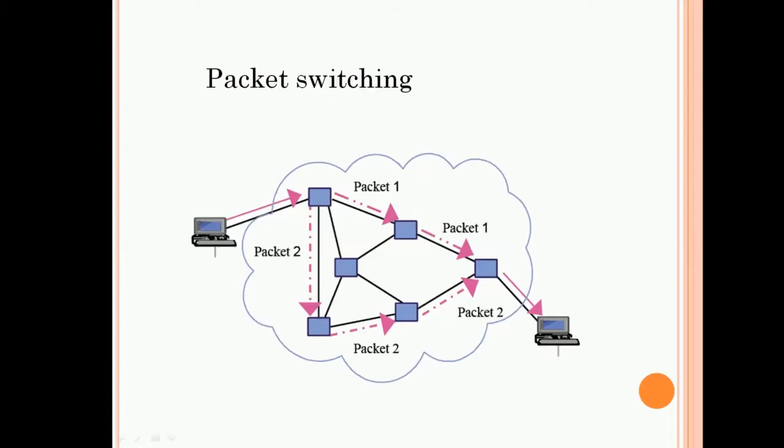One single message will be divided into two or three or four packets. Each packet will choose a different path. The packet one data will choose a different path to reach the destination, and packet two data will choose a different path to reach the destination. Okay, let me go to the next point.